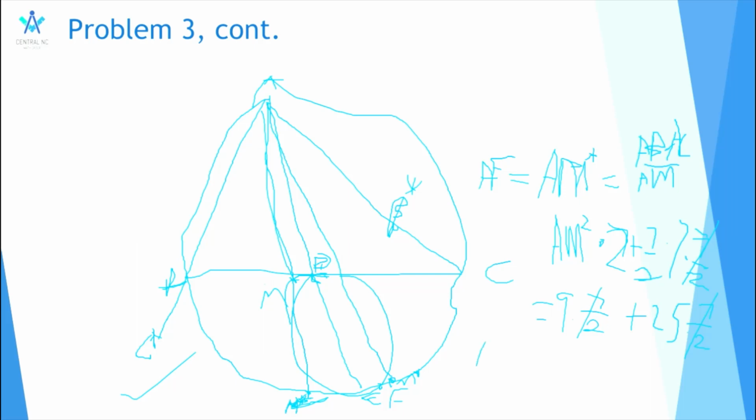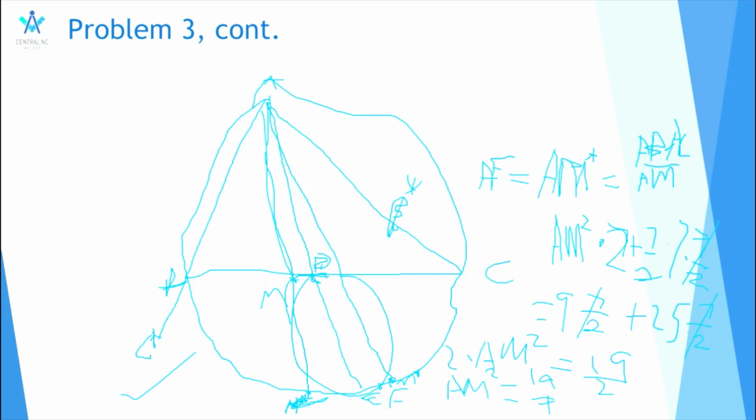And AM squared equals 34 minus 49 over 2. That is, what is that? Sorry, my computation is slow. 19 over 2. So AM squared equals 19 over 4. And AM is thus root 19 over 2.